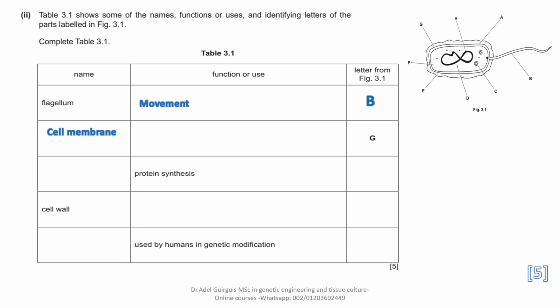What is its function? As you know, the cell membrane is a partially or semi-permeable membrane that allows exit and entry of substances needed for transport within the cell. Which letter is responsible for protein synthesis? Letter D. It is called the ribosome, where translation of messenger RNA takes place to form polypeptide chains or protein.